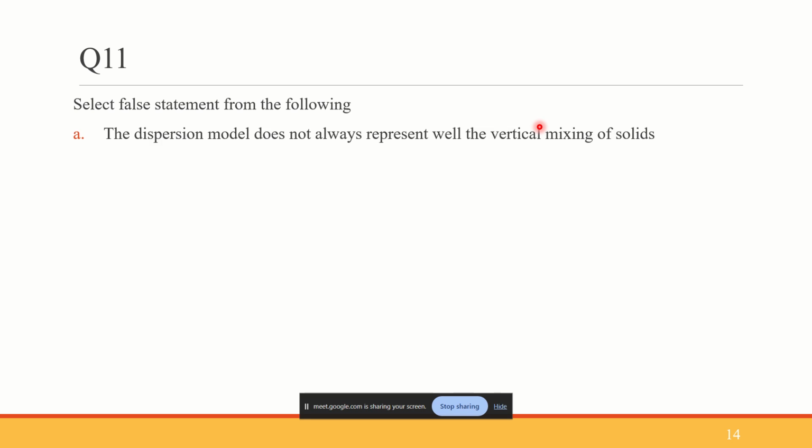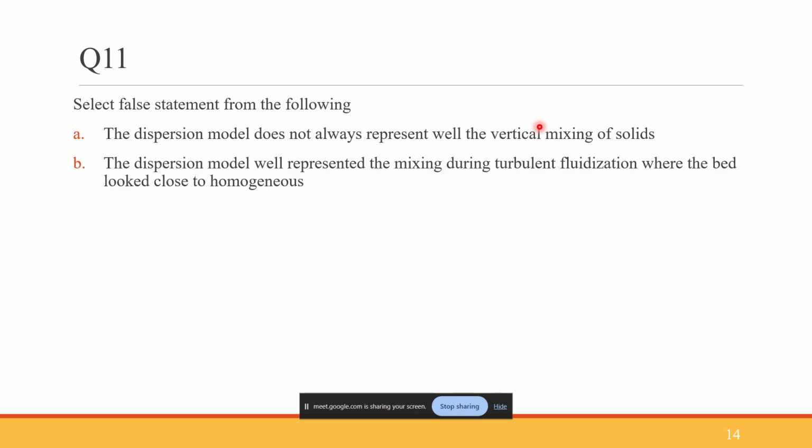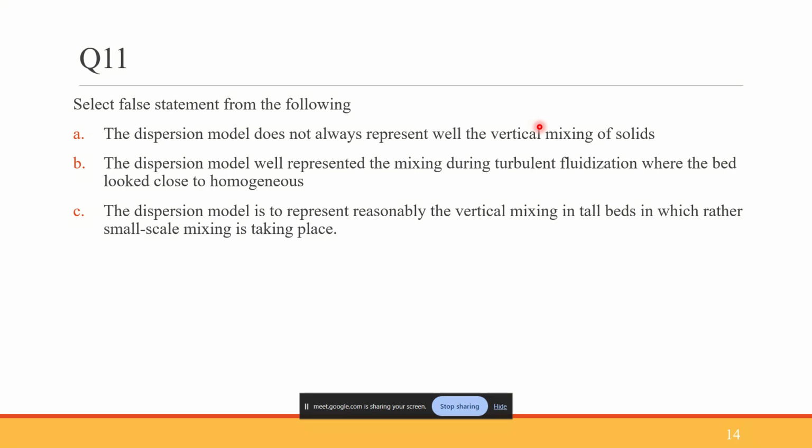So coming to question 11, it is given: select the false statement from the following. Option A, the dispersion model does not always represent well the vertical mixing of solids. Option B, the dispersion model well represents the mixing during turbulent fluidization where the bed looks close to homogeneous. Option C, the dispersion model is to represent reasonably the vertical mixing in tall beds in which rather small scale mixing is taking place. Option D, none of the above.